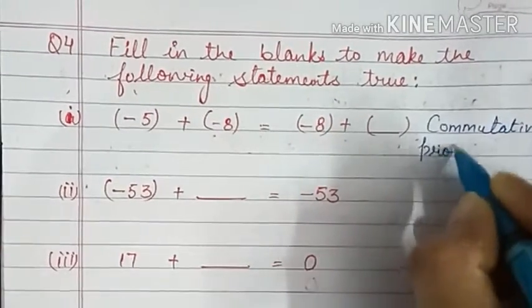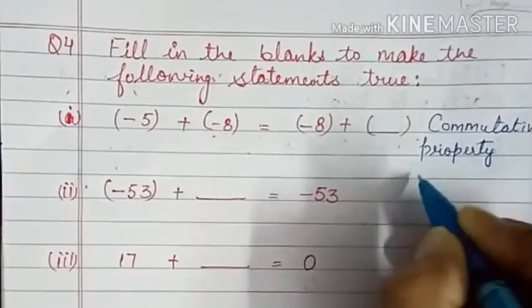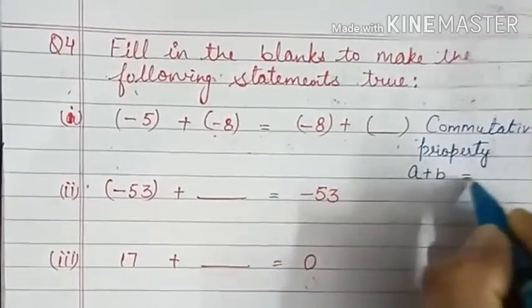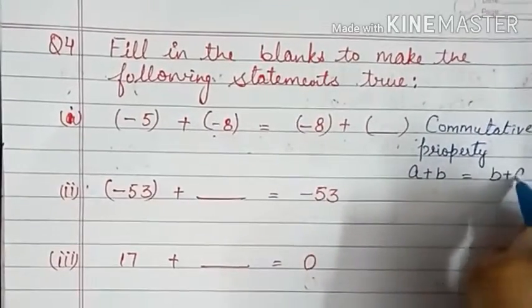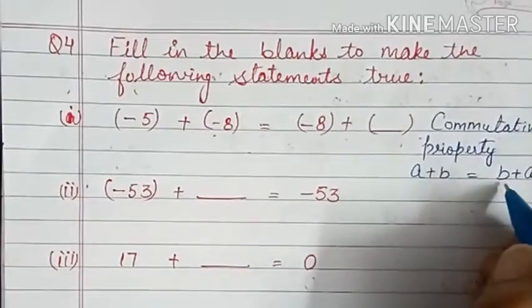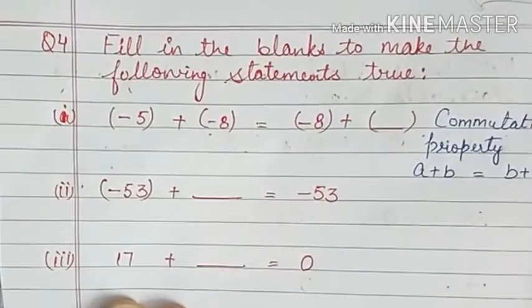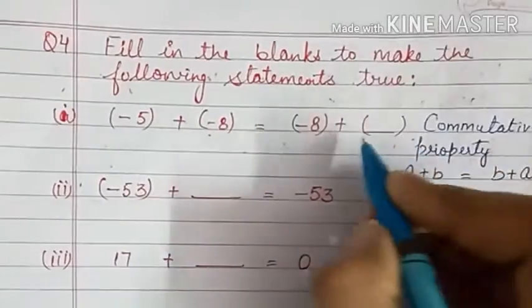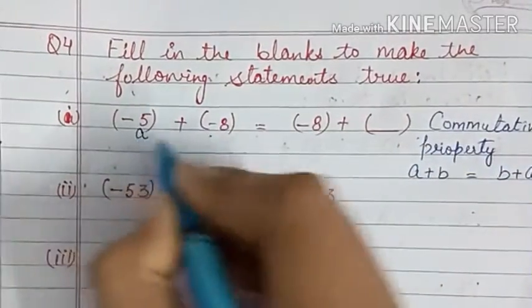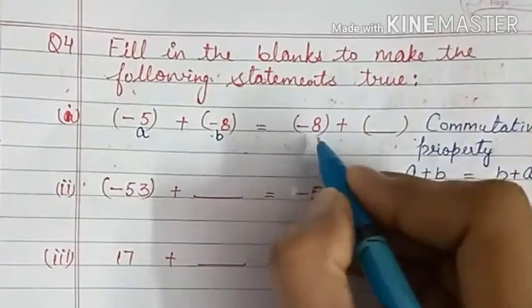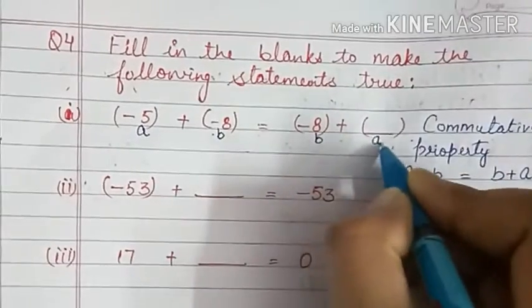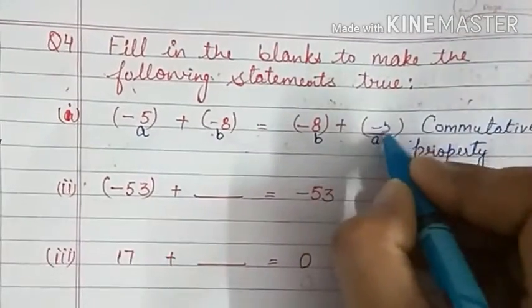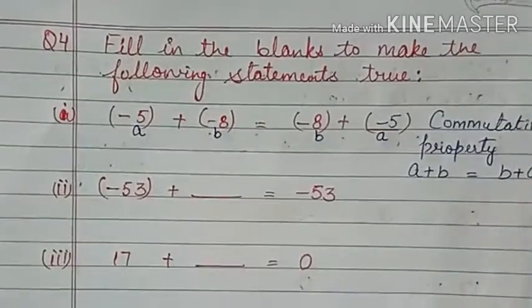This property says that A plus B is equal to B plus A. That means we can add integers in any order. So according to this property, if it is A and it is B, then here it will be B plus A. So here A is -5, so we will write here -5.